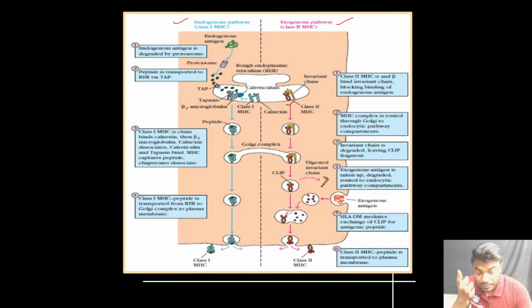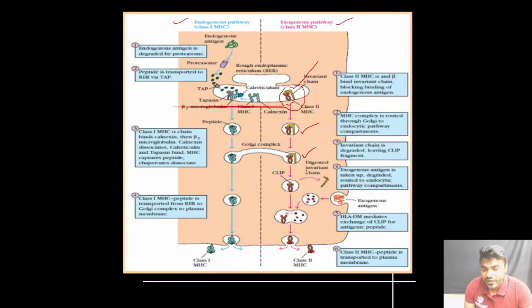Friends, listen to me very carefully. This particular peptide binding cleft can be blocked. By what chain? We can call it the invariant chain. Kindly do not get confused with this particular point. Now the class 2 MHC and the invariant chain will be packed in the form of a vesicle, and they will bud off, and they will get modified in the Golgi complex.